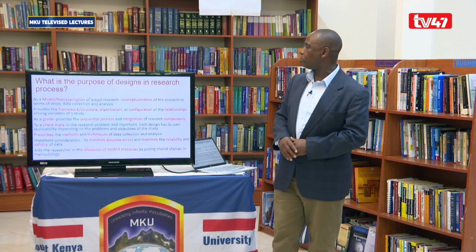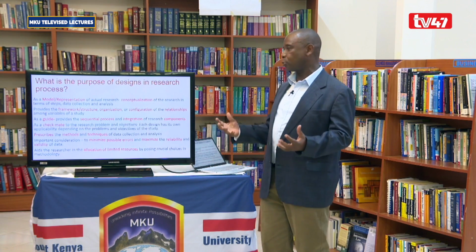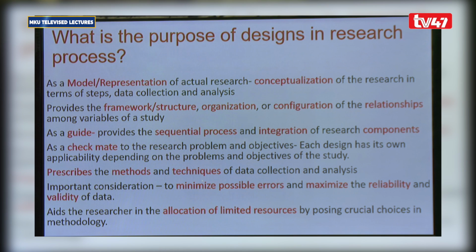So what is the purpose of research designs again, and the research process itself? It is a model and a representation of the actual research. So if you had it on paper on one page, it can give you a model of how this is supposed to work. Just like a building, you can have a design for it or a model of that building. People who do architecture, they represent the building they construct in the form of a model.